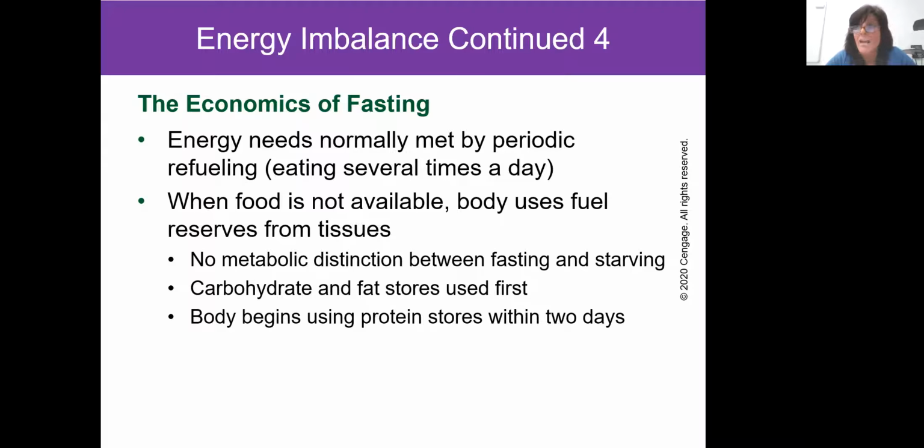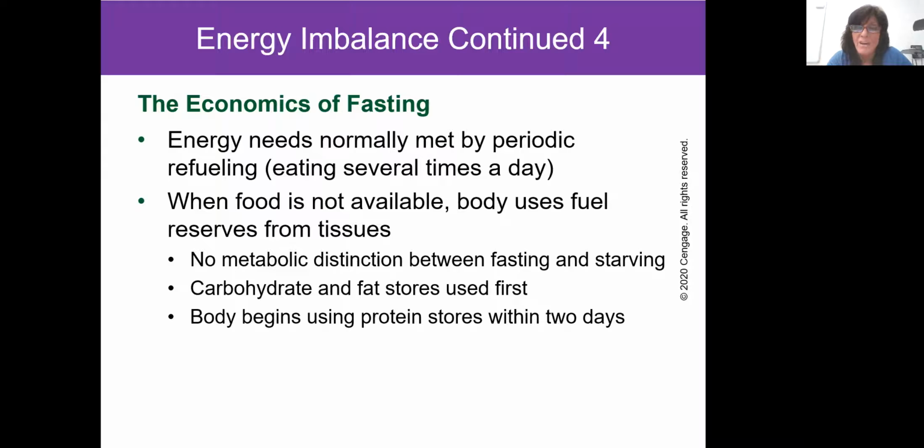Economics of fasting. The energy needs of your body are met by periodic refueling. Like I gave the example with the car: a car needs gas to go, and your body needs food to go, right? Eating several times a day. If food isn't available, your body will use its reserves, so what it has stored. Like the liver will store glycogen and convert it to glucose so that it can go back into your bloodstream and you can use it.